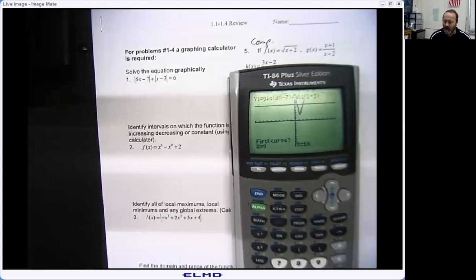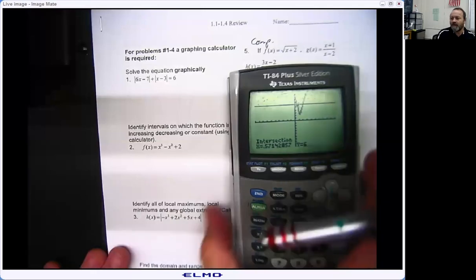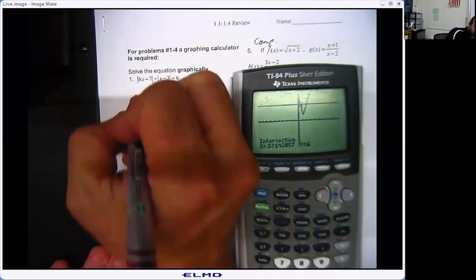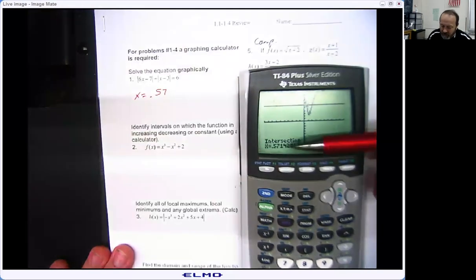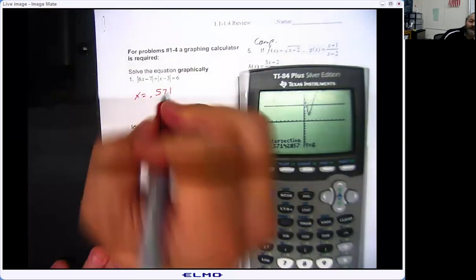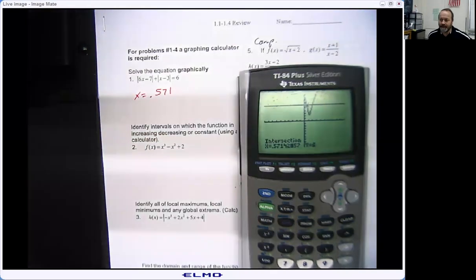Right now my cursor is sitting at 0, 10, but if I move it over, I can see the cursor coming down. So I want to move the cursor close to the place they cross, and I hit enter 3 times. It says that the first point of intersection was at x equals 0.57. I usually write it to 3 decimal places, x equals 0.571.